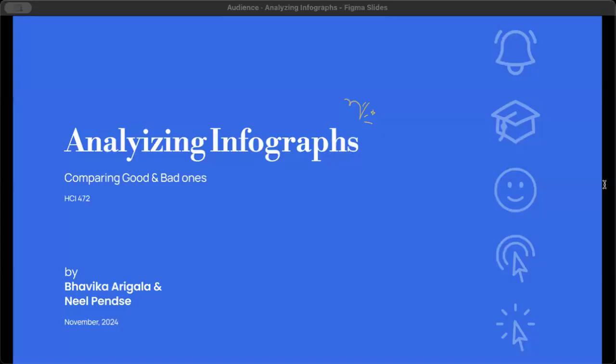Hello everyone. Today we'll be analyzing two graphs. One is an example of a well-designed data visualization, while the other highlights some common pitfalls in data presentation. We'll examine each graph in terms of its purpose, variables, design choices, and effectiveness.